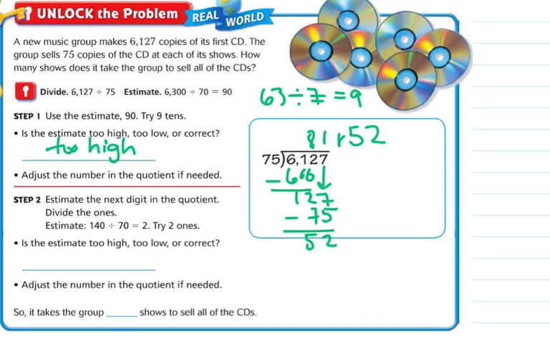Now what we're going to do is go back over here and adjust the number in the quotient if needed. We did do that part already because we were using 9 originally. We went down to 8. Now it says in step 2 we are going to estimate the next digit in the quotient.